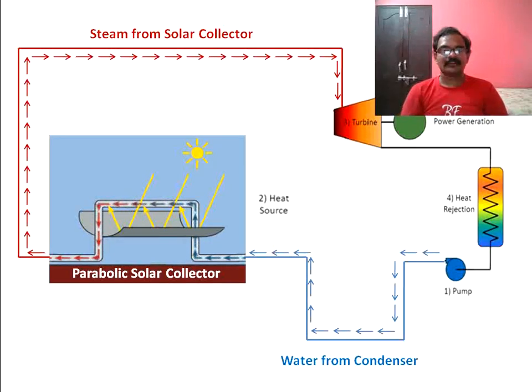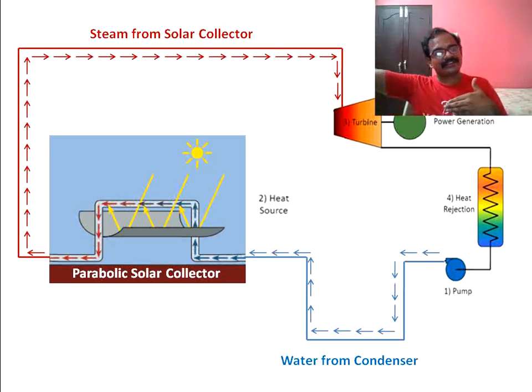Right, now it is the conceptual diagram. Initially the water will be entering into the solar parabolic trough collector. By making use of the sunlight, this parabolic trough collector will convert that water into hot steam. That hot steam will be made to fall on the turbine, and the turbine will rotate, which is coupled to the generator, and you will get the electrical energy.